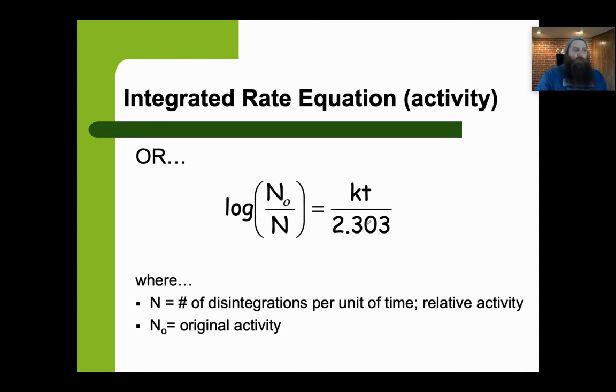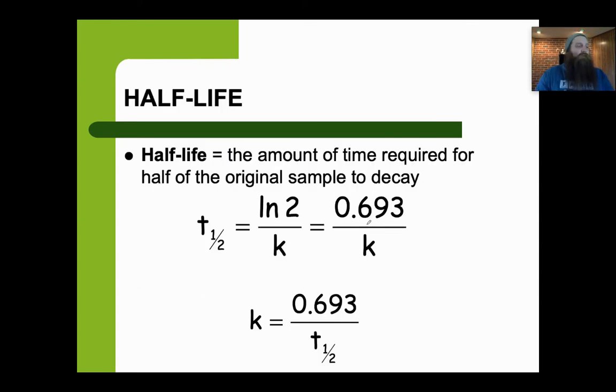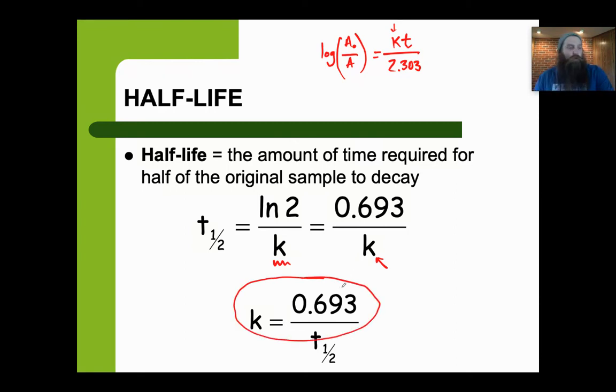You can also, depending on the problem, use N0 over N, where N is relative activity and N0 is the original activity. We'll see one of those in a minute. You also need to know how to find half-life. Notice this is the same k as we used a minute ago. So when we're talking about our other equation, this k right here is that k right there, same number. I can find k if the problem gives me half-life using that equation, or I can find half-life if I know k.